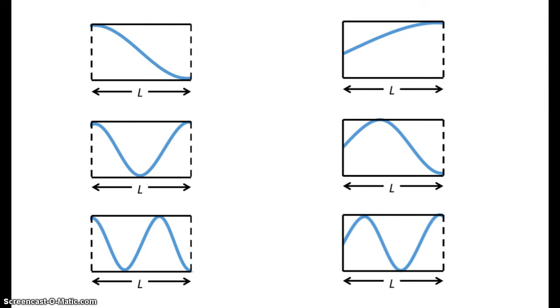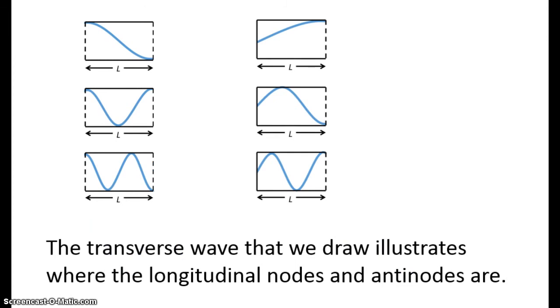Yet, when we draw standing sound waves in pipes, we use sine curves which have crests and troughs. This seems wrong because, after all, sound waves don't have crests and troughs. They have something different, compressions and rarefactions. So what do these sine curves mean? The simple answer is this. The transverse wave that we draw illustrates where the longitudinal nodes and longitudinal antinodes are located within the pipe.